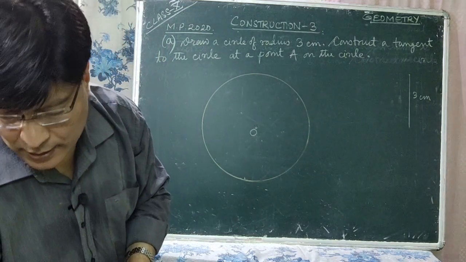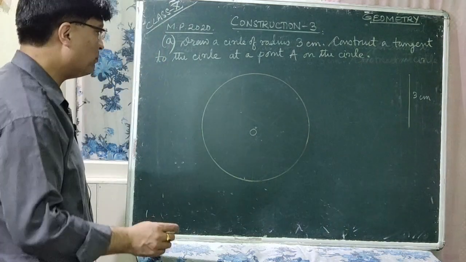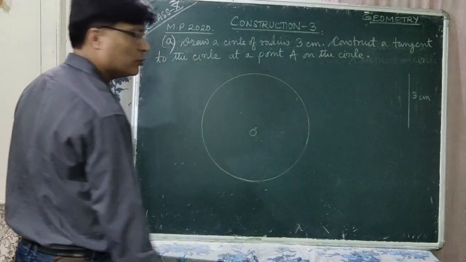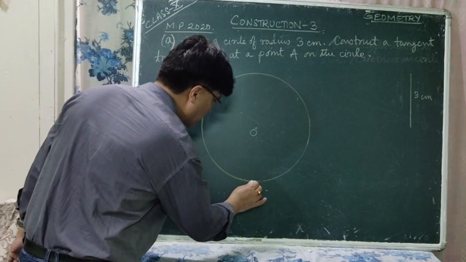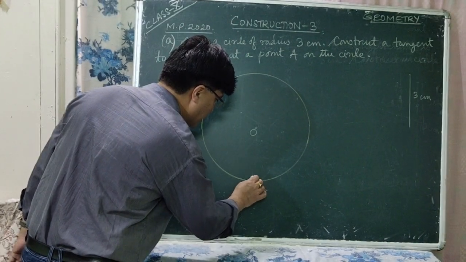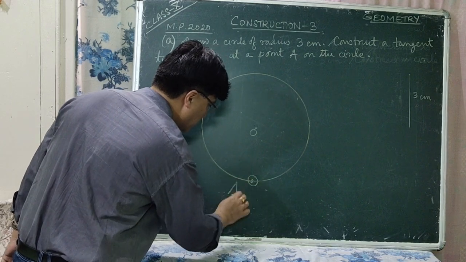Now, you take any point A on the circle. So let us take the point A out here. Suppose this point is A.